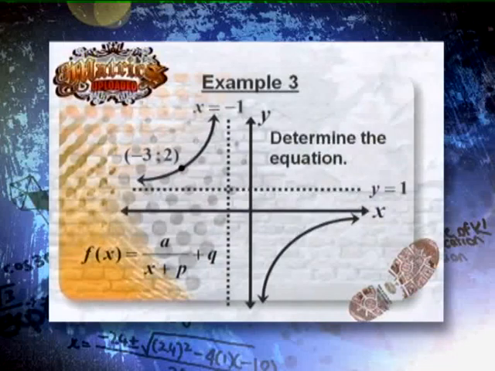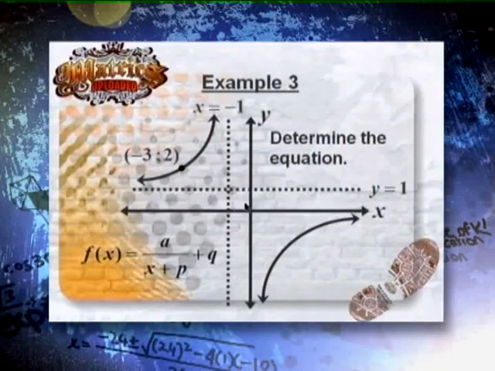Firstly, the question says determine the equation. This is the information on the graph. We know the vertical asymptote is x equals -1. Given to you, guys, that's important. They've got to state that, otherwise you can't do the question. And the second asymptote, which is the horizontal one, is y equals 1.